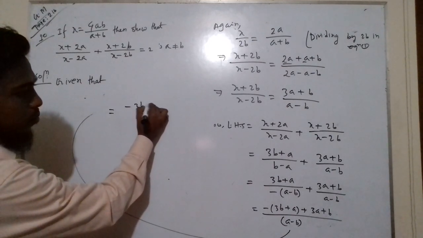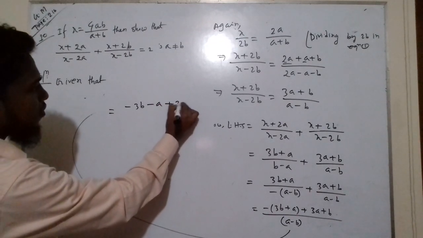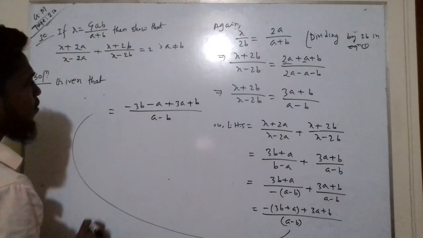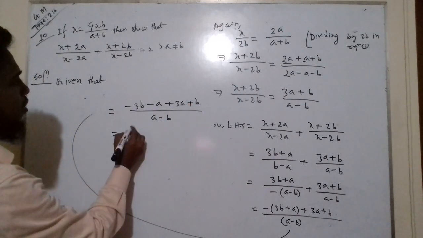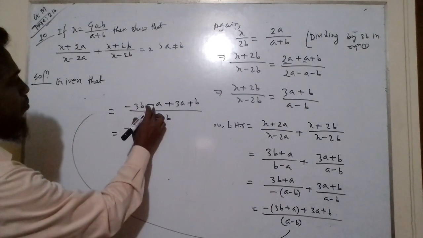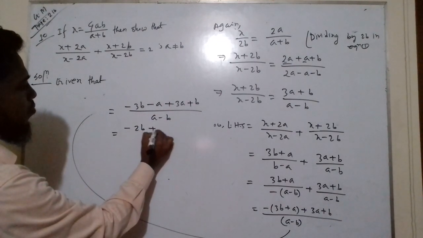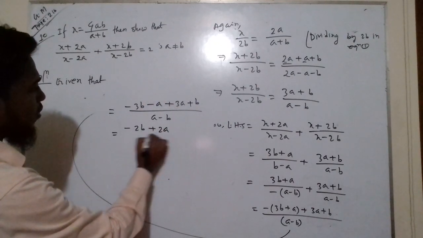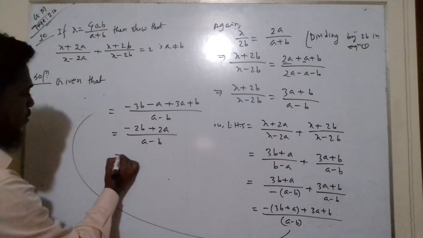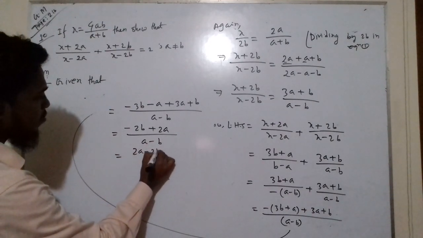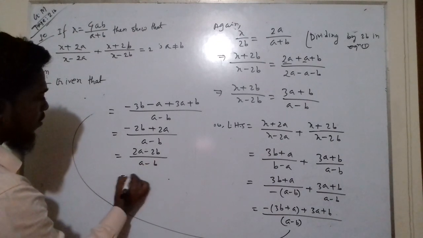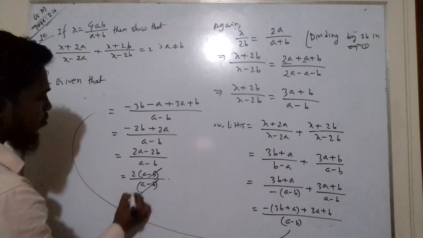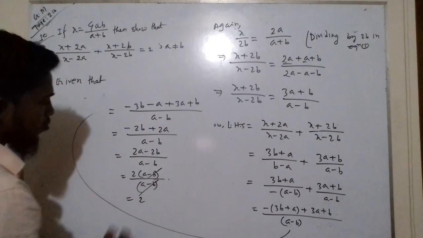Minus 3b minus a plus 3a plus b divided by a minus b. Minus 3b plus b, that means minus 2b; minus a plus 3a, that means 2a. So 2a minus 2b divided by a minus b. A minus b upon a minus b cancel, this equal to 2.